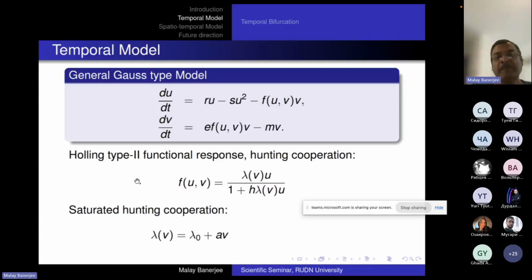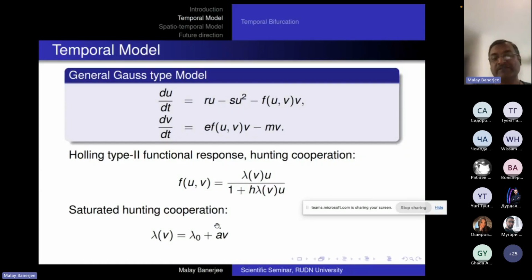Hilker and Alves. And what they have emphasized for this cooperative hunting function was given by lambda 0 plus AV. But we believe that this kind of formulation has some limitation, because it assumes that with the increasing magnitude of the population density of predator, this attacking rate will keep on increasing unboundedly.